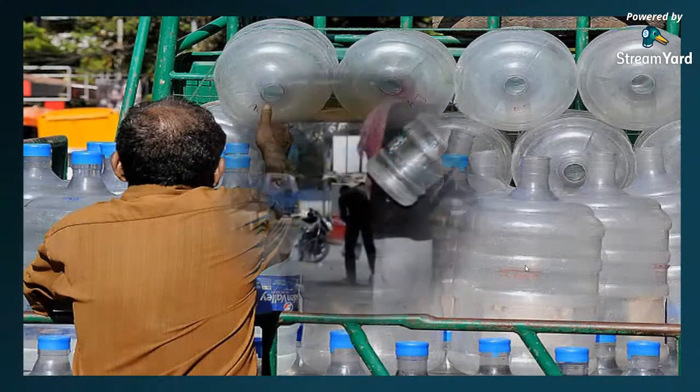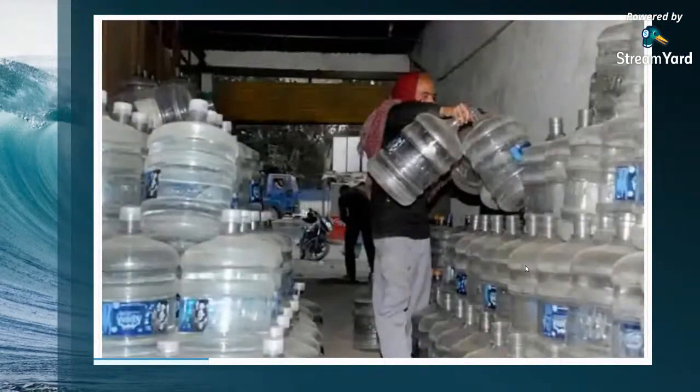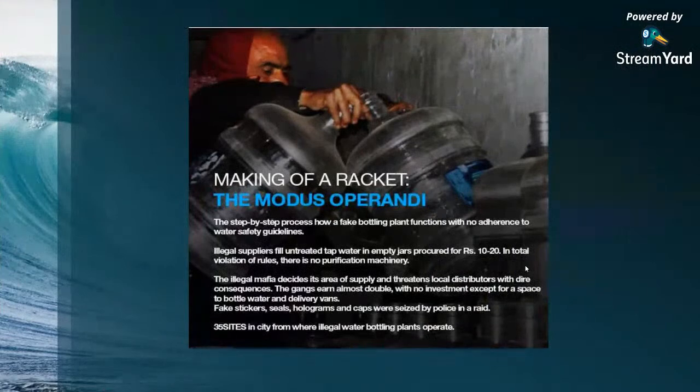So when we see these water bottles and people selling them, they just have godowns, water is coming in, and they are transferring the water cans everywhere. There are many things happening. It's a racket, in how they are processing these water bottles. They are just purchasing empty jars of 10 or 20 rupees, and there is no purification machinery. There is just a person filling the water cans, and with fake stickers, seals, holograms, and caps, they are just selling it. A lot of illegal mafia has been found in cities like Gurgaon and Mumbai, and these have been raided by the police.